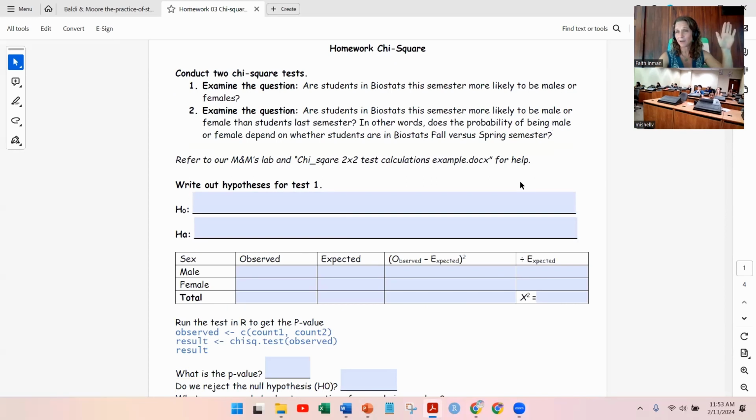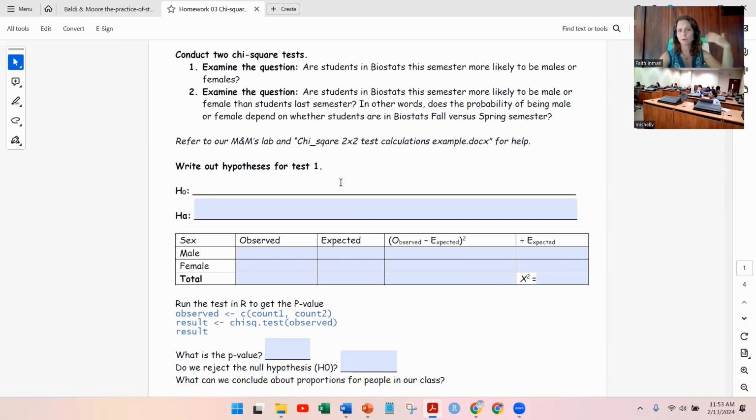We're going to do a lab on Thursday. We're going to go through these calculations in R, so you'll see how to do it. Also, I've got this chi-square 2x2 test calculation example that I'll walk through with you today. But all you have to do here is write out the hypotheses for test one. Again, look at my example, look at the lecture, look in the book. The book has it all in there.